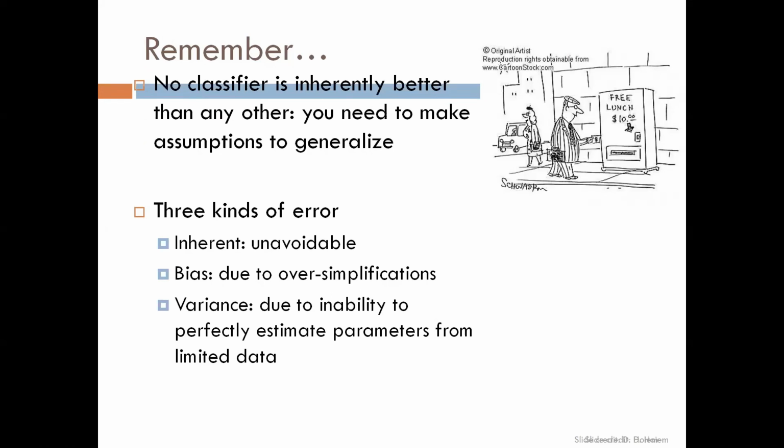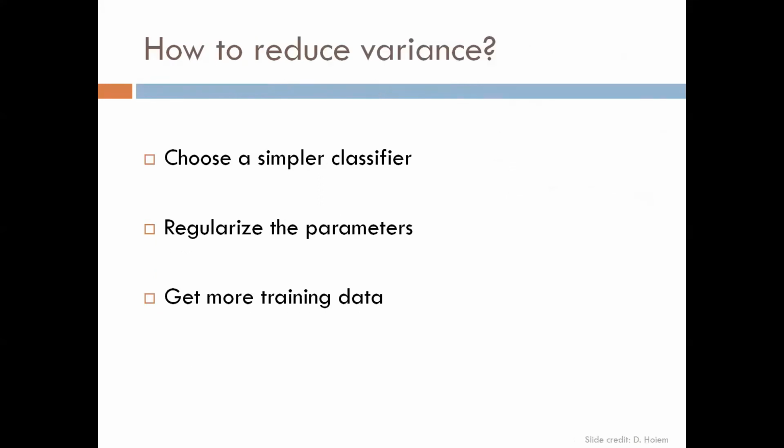So noise, one is inherent noise, which I cannot avoid, that is noise square. Bias I get due to an oversimplified model, and variance is due to the inability to perfectly estimate parameters from limited data. That is what variance is. Okay, so as you increase complexity, that's why. So how to reduce variance? Either you take fewer parameters, or you can go for regularization. There is L1 regularization and L2 regularization, and get more training data. Let me discuss these three terms a little bit.